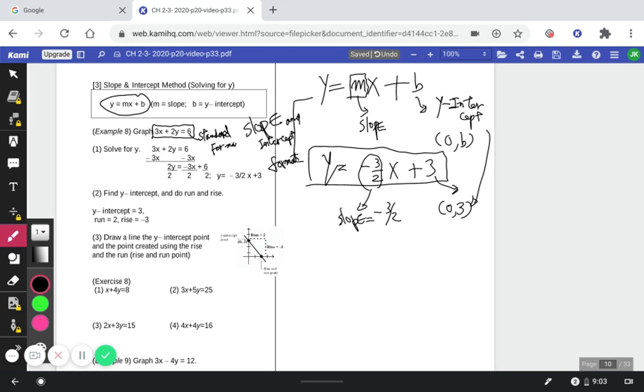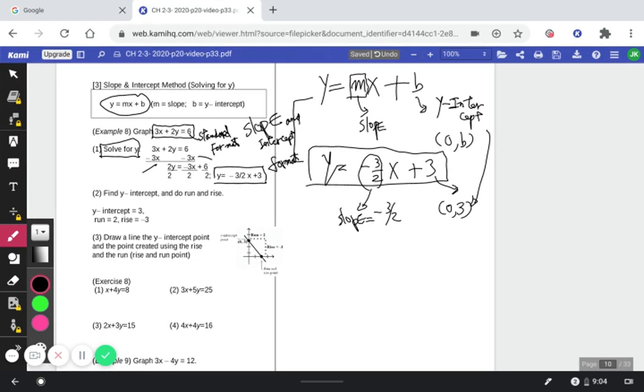Now we cannot graph with standard format. So what you do is you solve for y. Always solve for y to get slope-intercept form. So if you solve for y, the x has to go to the other side, so minus 3x on both sides. Then you end up with 2y equals negative 3x plus 6. And then you divide all the terms by 2 to get y equals negative 3 over 2 x plus 3.